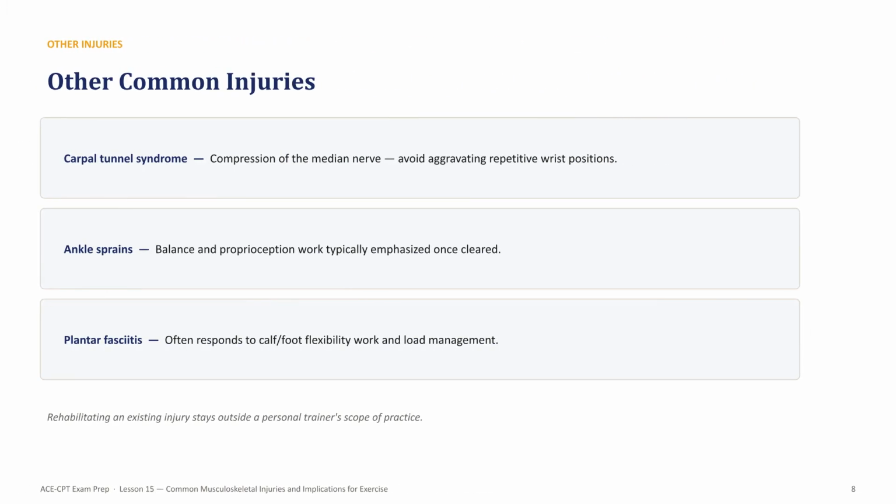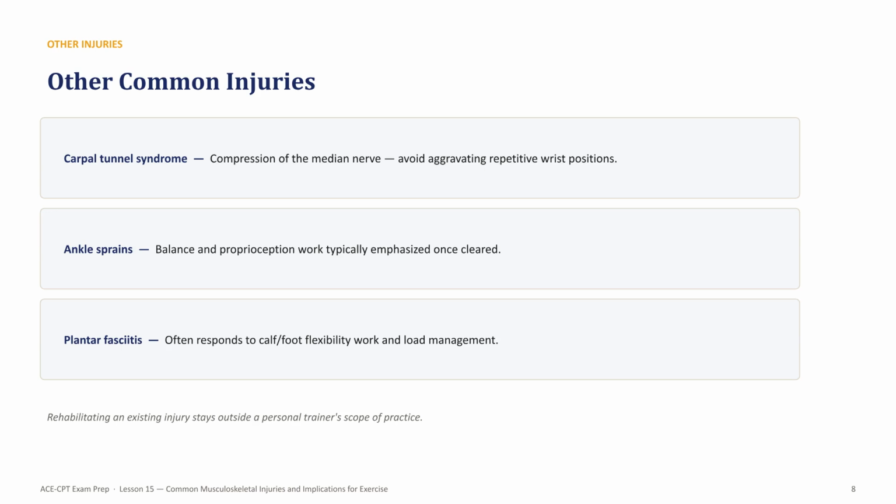Let's round out the picture with 3 more common injuries you'll encounter, and how each one shapes your programming decisions. First, carpal tunnel syndrome. This is compression of the median nerve as it passes through the wrist. For programming, the takeaway is simple. Avoid aggravating repetitive wrist positions that would keep irritating that nerve.